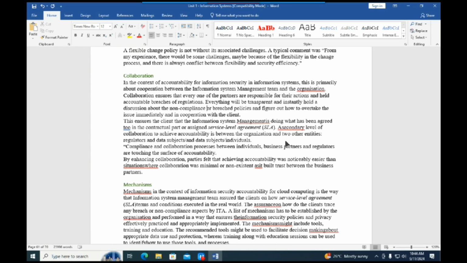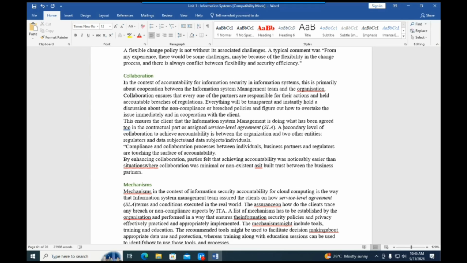So basically, it is going to ensure that the information system management is doing what has been agreed to in what we call the contractual part, or the signed service level agreement, which is initialized as SLA.